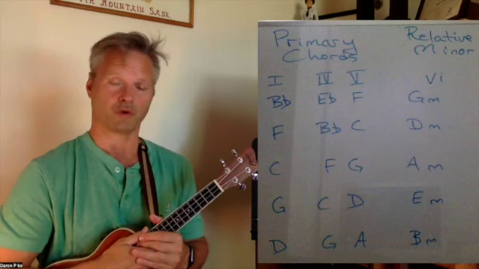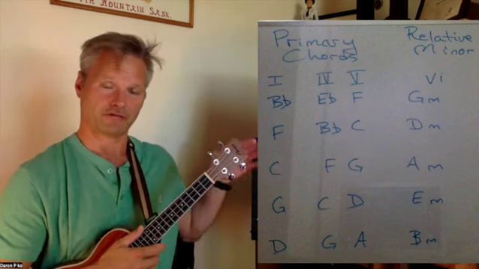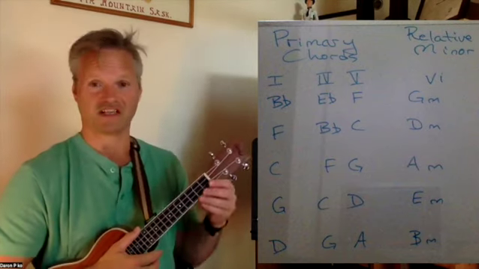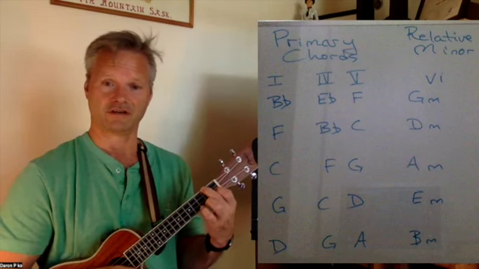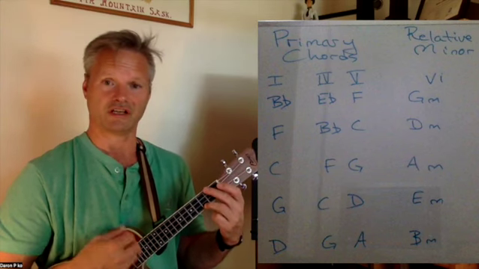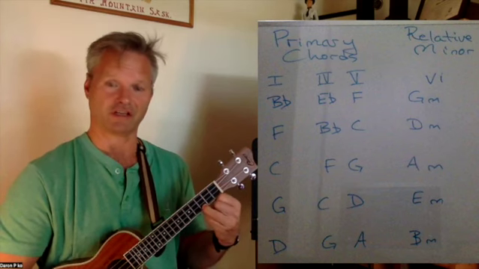So once you've mastered 1, 4, 5 in a key, and you've got a few keys under your belt and you're getting further and further up and down the chart, start adding in the relative minors. In C, it's an A minor. C to A minor to F to G to C. C, A minor, F to G7 is nice and C.